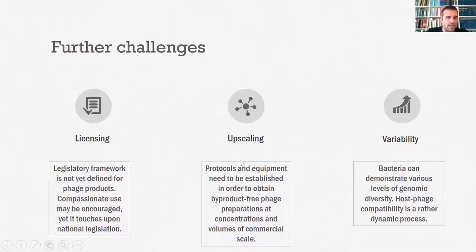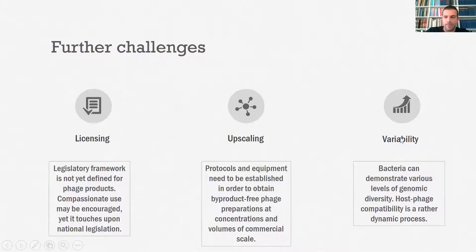When it comes to upscaling, there is a lot of progress that has been recorded so far. There are some very potent bioreactors already on the market, and a lot of available equipment able to proliferate phages. However, we need to make sure that this equipment and these protocols have been well adapted to each system that we are working with. And we also need to make sure that the final product comes free from any kind of byproducts such as endotoxins that can be released during phage proliferation.